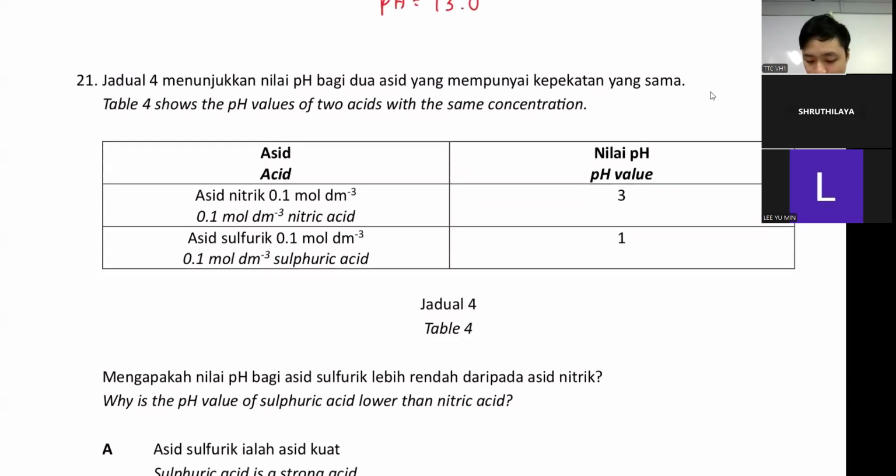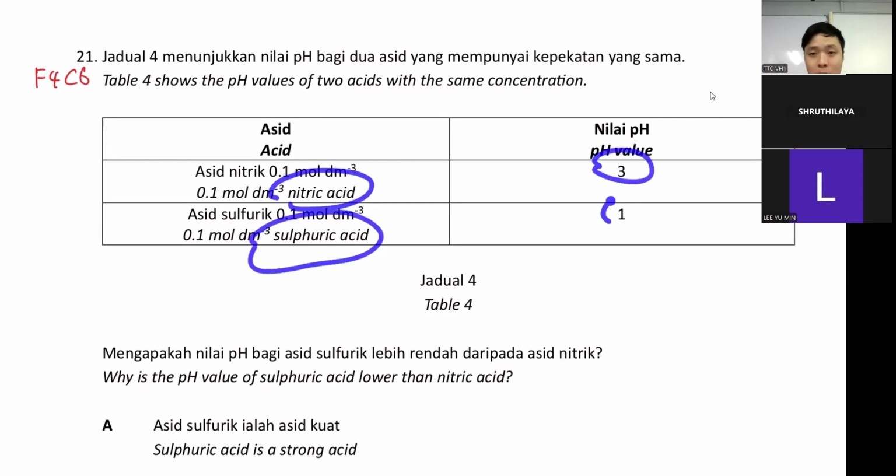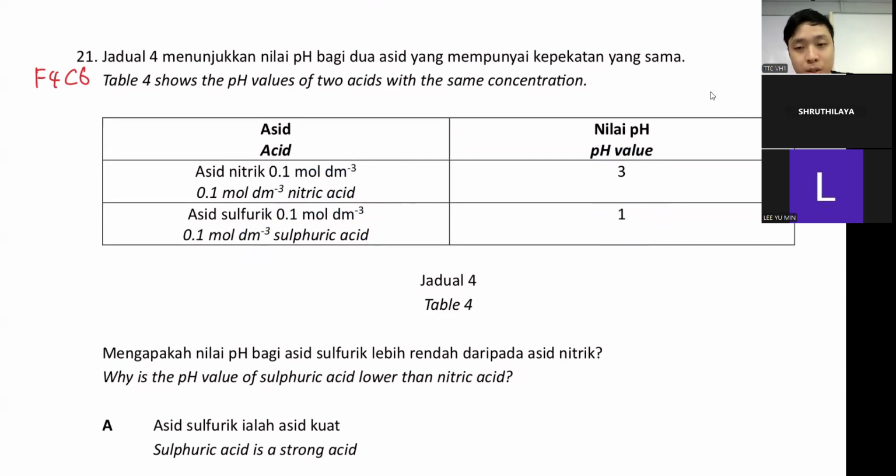Okay. Question 21. This one is also Form 4, Chapter 6. Table 4 shows the pH values of two acids with the same concentration. You see, nitric acid and sulfuric acid, pH value is 3 and 1. Now, you might be wondering, why does sulfuric acid have the lower pH value? 为什么 sulfuric acid 的 pH value 比较低？ Okay.